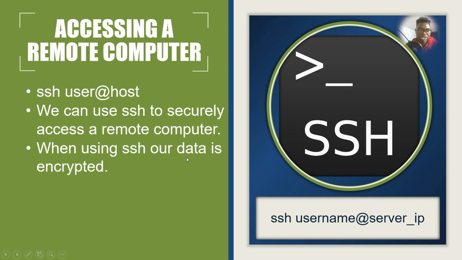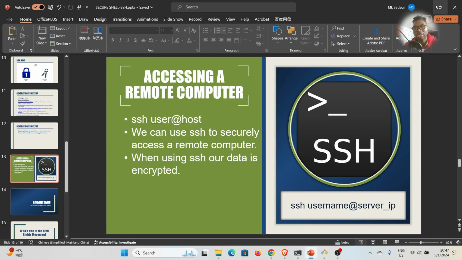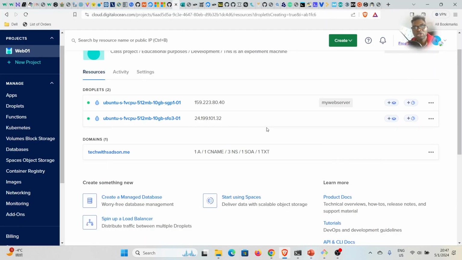Now we have all the requirements. We have our SSH client, we have our SSH server, we do have our keys, and so now we can use SSH user at host. The username is the username on the web server. If you're using DigitalOcean, it defaults to root. You are the root user, and so you say SSH root at that server IP. Let's see whether we can be successful in connecting to this remote computer.